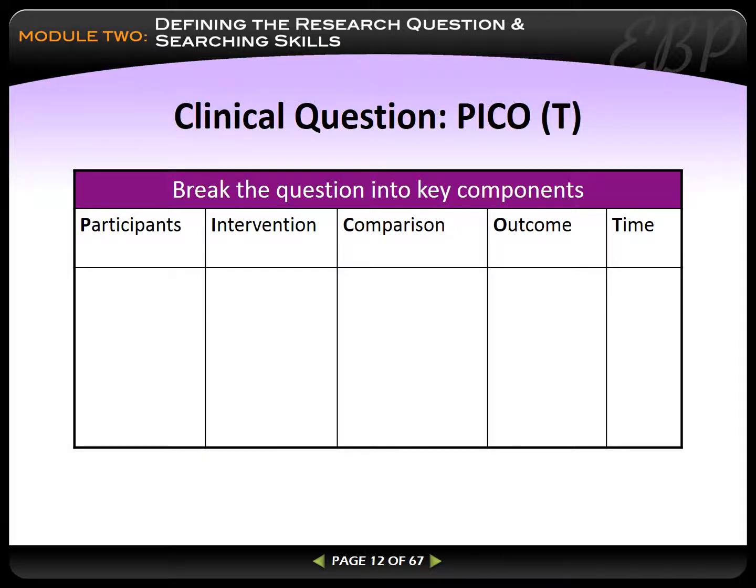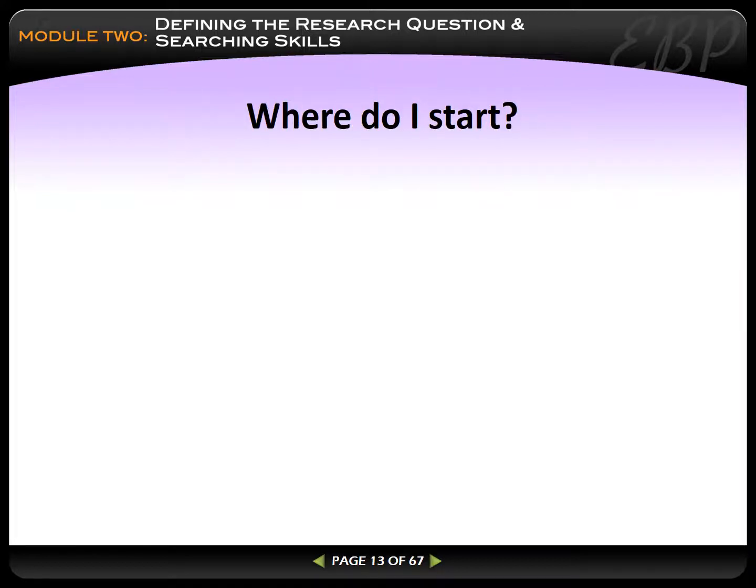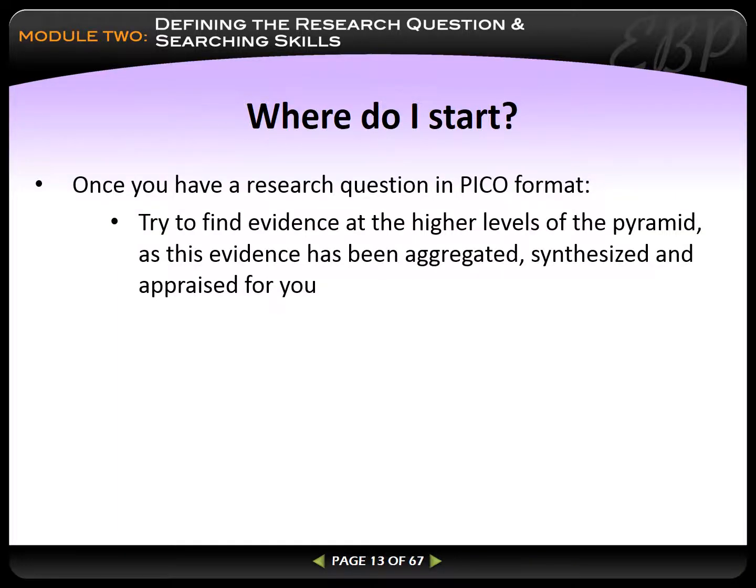So again, when you're thinking about your literature search, you need to think about, first of all, the question that you're asking. And that's how you know where to start. You look at the higher levels of evidence in the pyramid because this evidence has been, as I said, aggregated, synthesized, and already appraised for you. So that would be the systematic review. And you can do something as simple when you start, especially if you're really busy, as putting in that term systematic review to try to limit the number of articles that you get when you do your search.